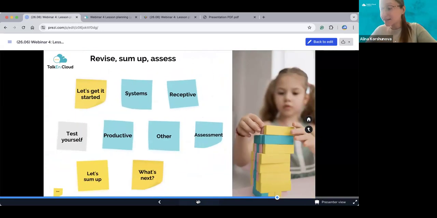And finally, assessment. That's something that was on the agenda for today. Assessment is quite a complex topic.